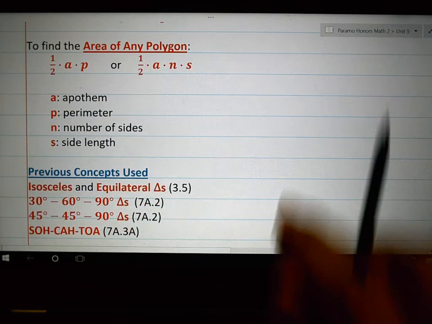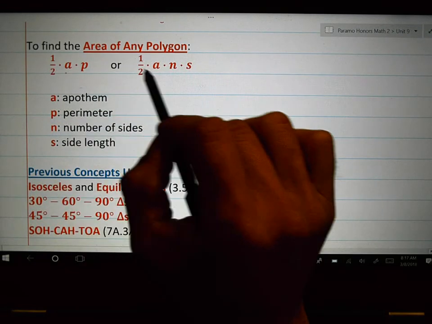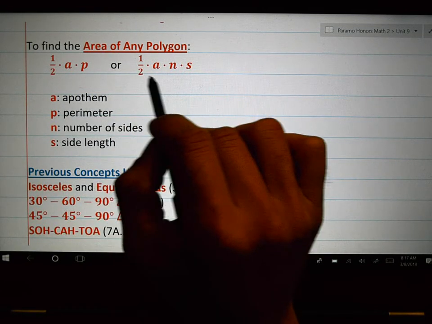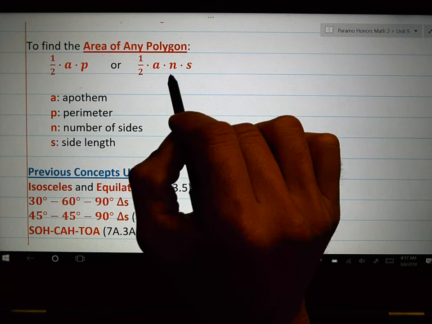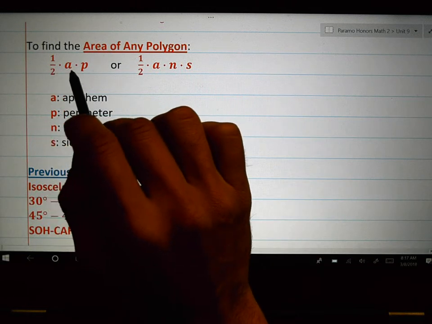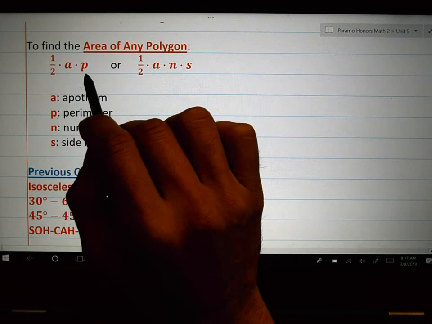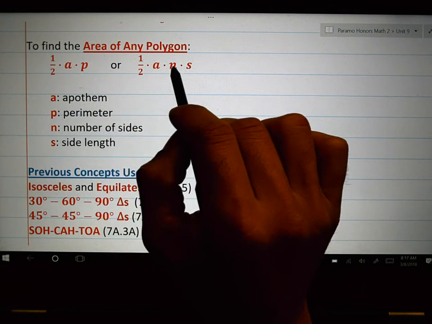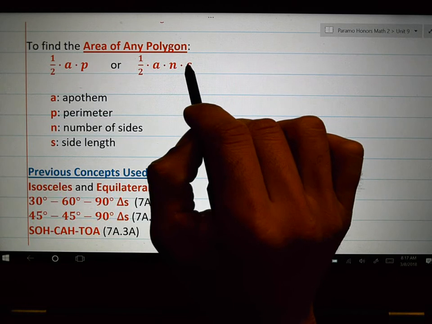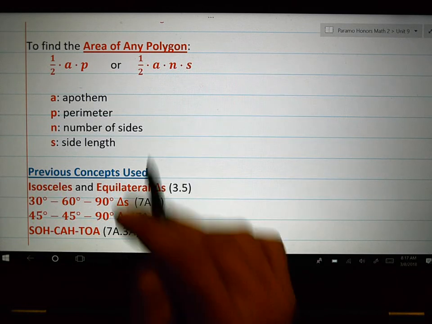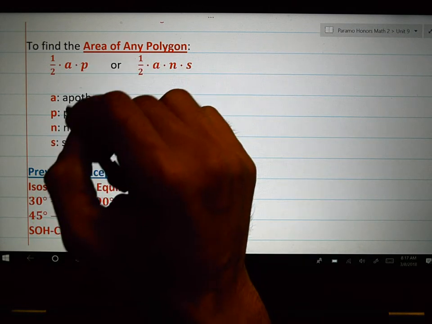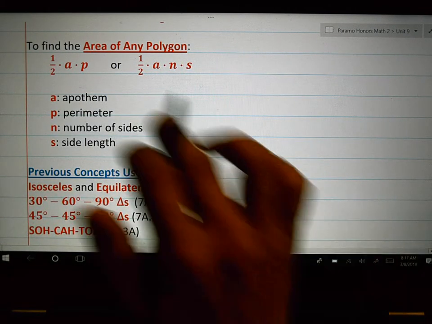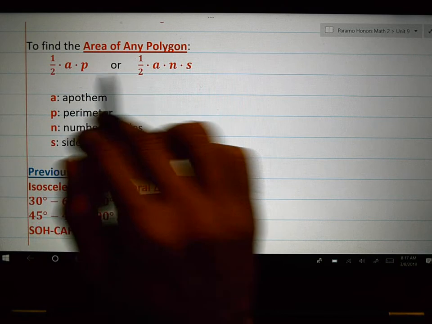The other formulas that we're going to use, and it might be this one or it might be this one, just depends on what you're given. They are equal to each other. This is the same thing as this: 1/2 the apothem times the perimeter, or 1/2 the apothem times the number of sides times the side length. That's what these formulas are. The perimeter is the same thing as the number of sides times the side length, just so you know. So you will be expected to memorize these two formulas.